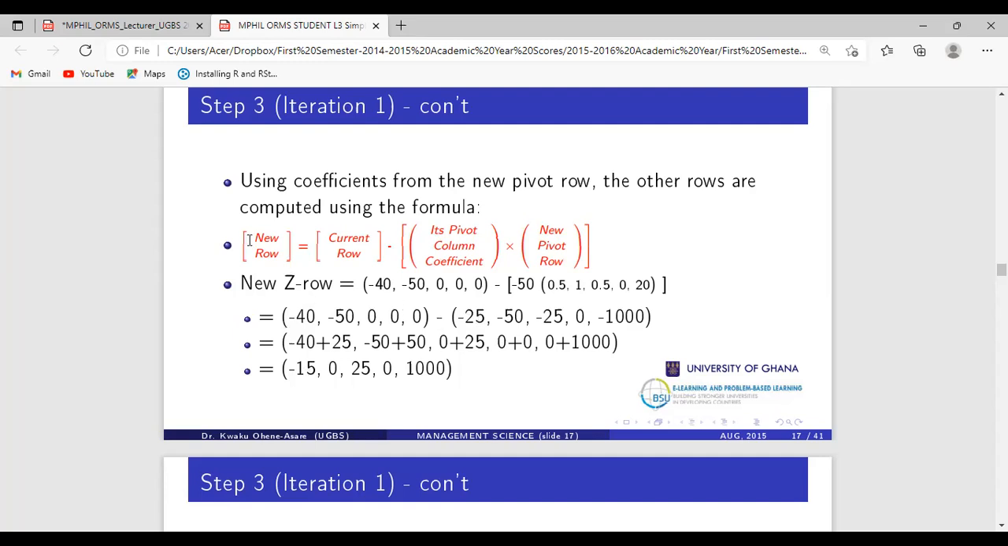Because per the formula, we have this row, the current row value. So let's say that for the first column, it was -40, right? And then you are deducting the product of the corresponding pivot column coefficient. In this case, it was -50. Yes, -50. You're multiplying that -50 by the corresponding new row value that you found.